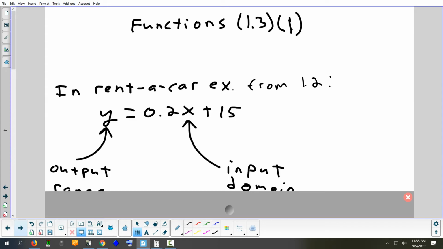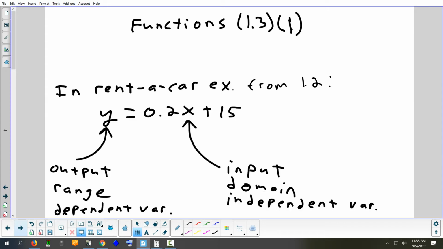All right, so in that rent-a-car example that we did, that was our equation. I told you that the x and the y had different names. There's a reason why I said x was miles and y was cost. And that's because x is called the independent variable. Okay, that's your independent variable. It's what you're plugging in for. So it's also called the input.